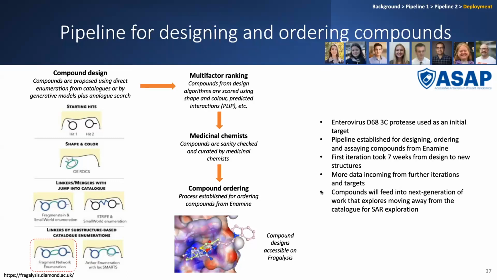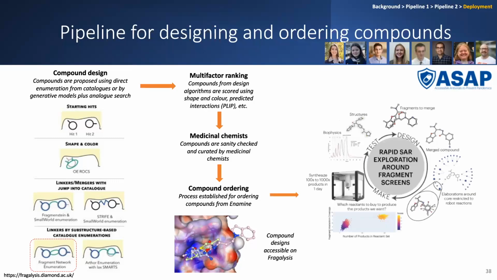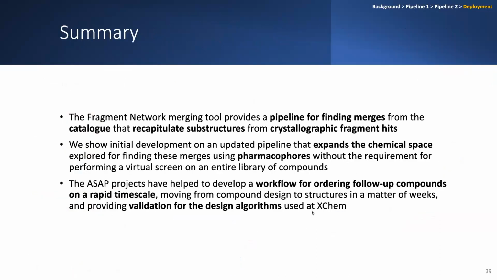So our very first iteration, which was a very quick rushed iteration just to establish the logistics, I think it took maybe about 6 or 7 weeks to get from compound design to new structures. There are 3 hits from that, which are shown here and are found on Fragalysis. But we have a lot more data incoming from further iterations and targets. So hopefully this will provide some nice validation for some of the tools that I described today. And then these compounds can further feed into more work at XChem that's being developed, which looks at performing SAR exploration from these follow-up compounds.